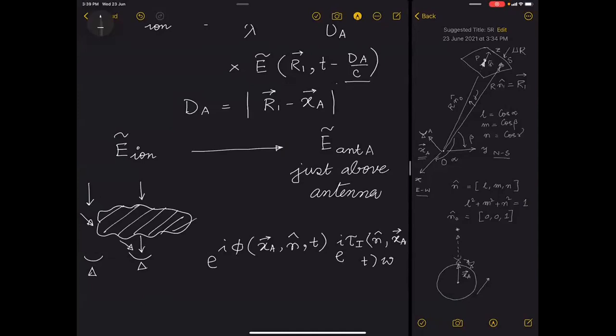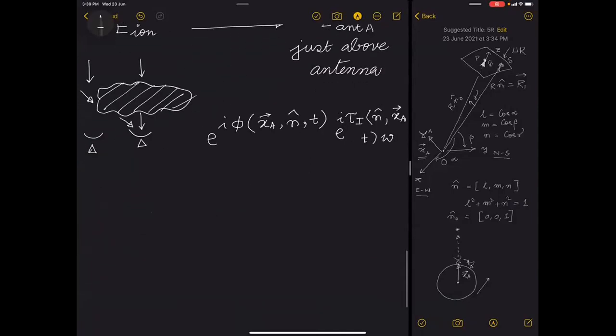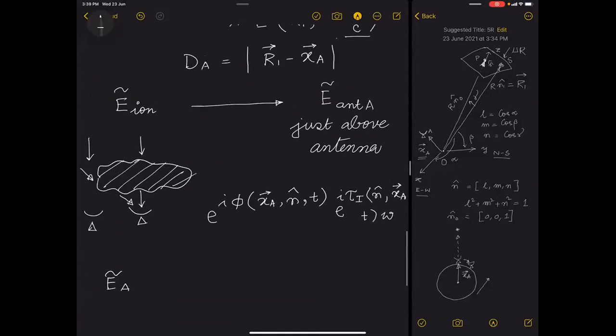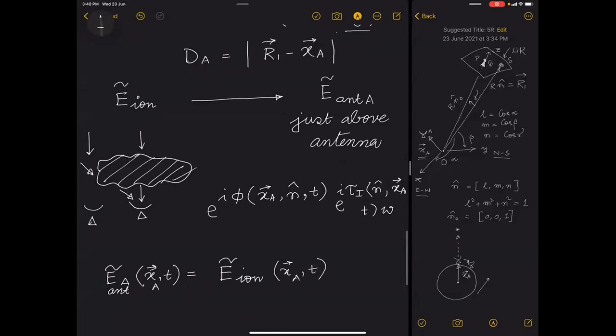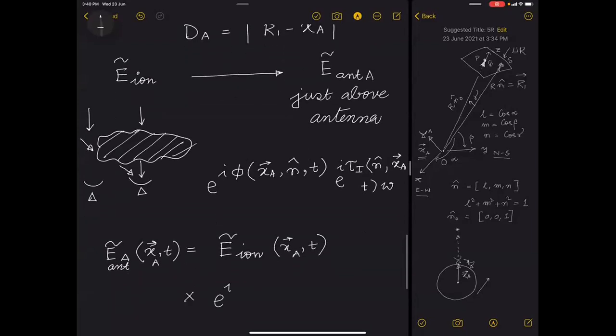So what will happen to the E at antenna A? The E at antenna A will be E_ion at Xa, the position of the antenna A, times e to the i phi, and I'm not writing its dependences, times e to the i tau_I omega.